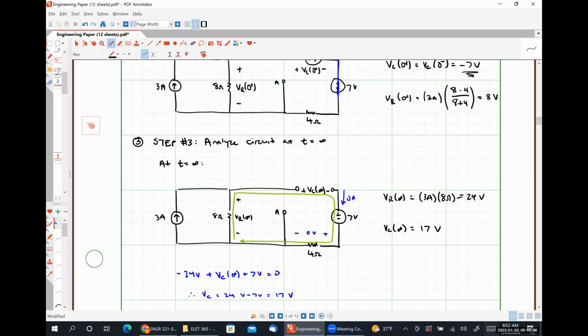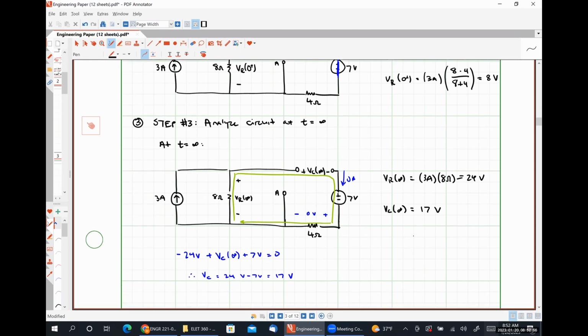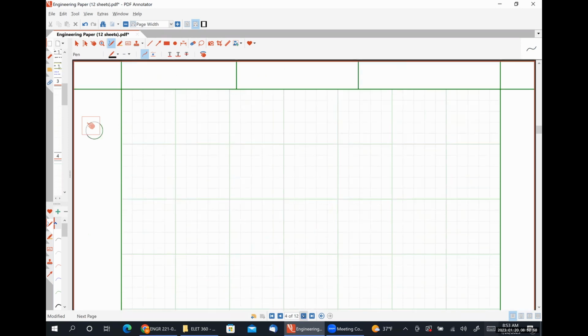All right, so we've determined our 2 quantities of interest at t is equal to infinity. So now we'll move along to our next step, where we will determine our time constant for our circuit. Okay. So I'm going to put this here. It's really inferred, but I see students make a lot of mistakes.